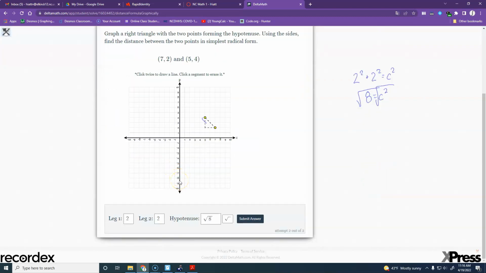So we did not do this, did we? Sometimes I teach this. I don't think I did with you guys. Square root of 8 is square root of 4 times 2. The square root of 4 is 2. The 2 you can't take the square root of, you leave it underneath the square root. We didn't do that, did we? No, we did not. Okay.